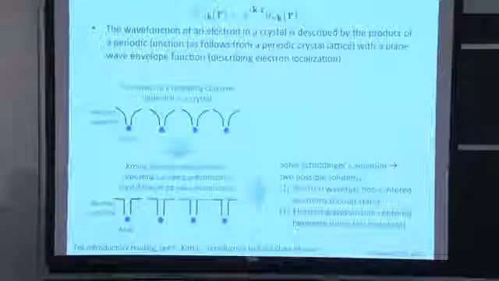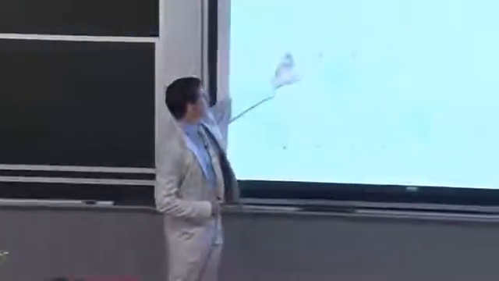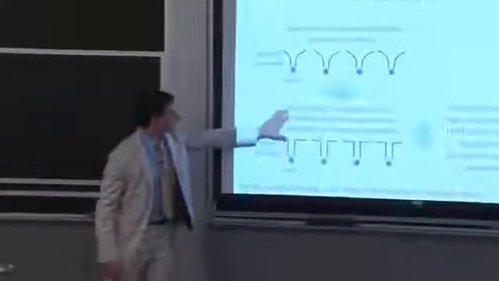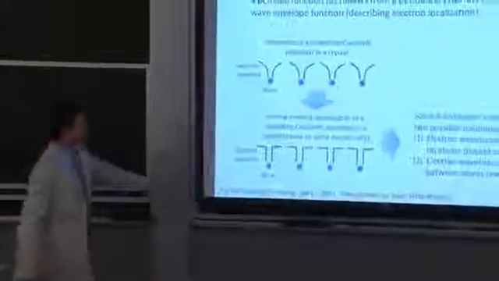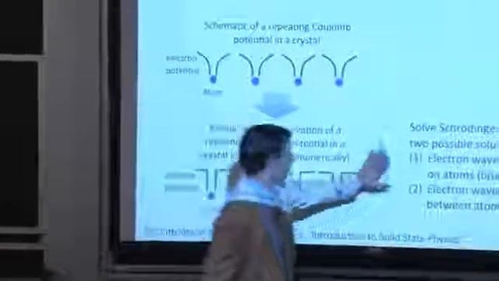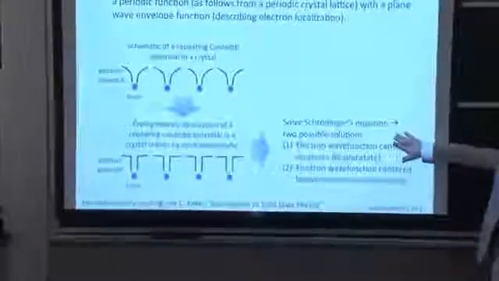Now, an easy way to describe this mathematically is to make an approximation. Instead of describing this potential in detail, the easiest way is to describe it as a square well potential. We have a so-called Kronig-Penney idealization of the repeating Coulomb potential. It's easier to solve numerically. And then essentially what we do is we solve Schrödinger's equation for two possible solutions.